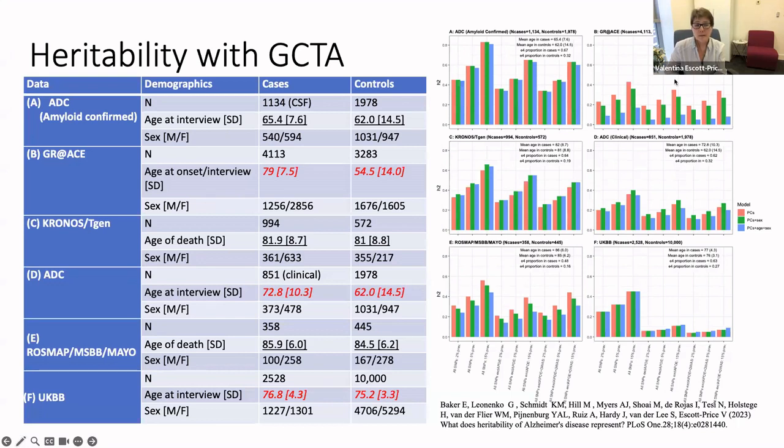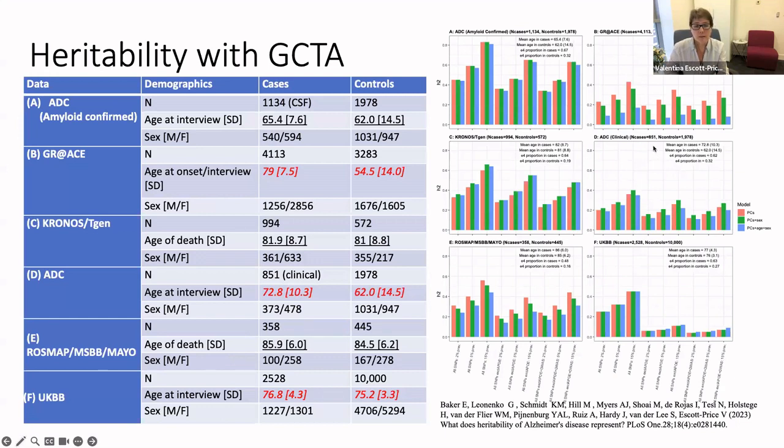Now, this is an interesting study, GRACE, where the cases were 79 years old, so they had a chance to develop Alzheimer's disease and were diagnosed with it clinically. However, controls were 54 years old, taken from a population. And you see the heritability estimates, when we don't match cases and controls by age, drop dramatically for whatever scenario we take. A similar thing also applies to the study.